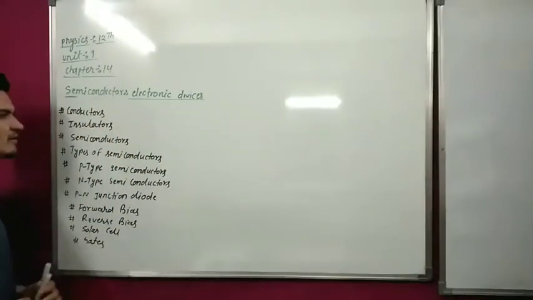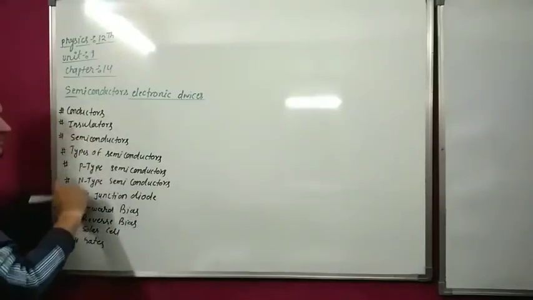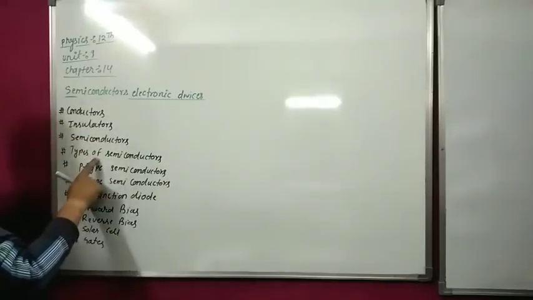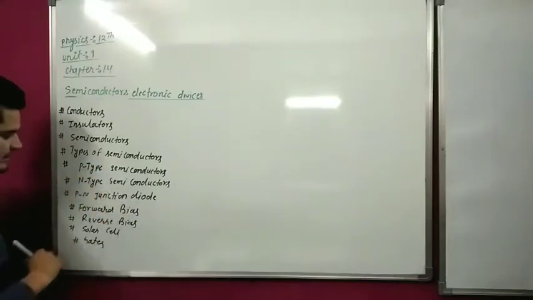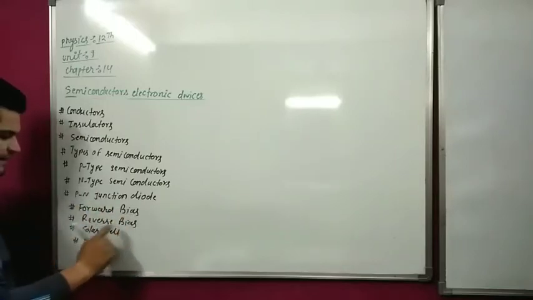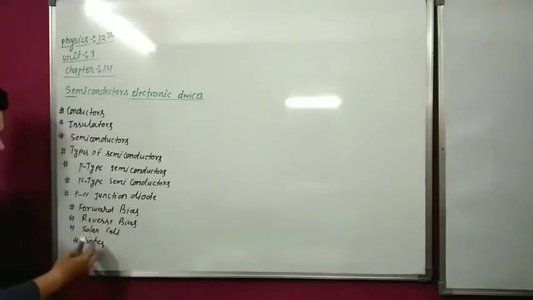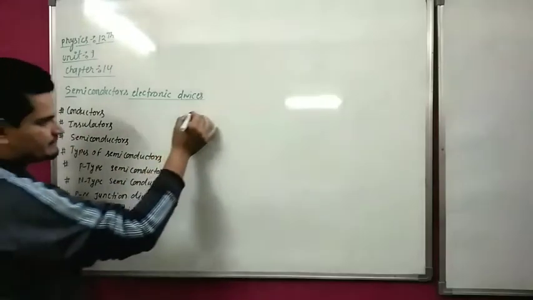So in this chapter we have to study conductor, insulator, semiconductor, types of semiconductor, p-type semiconductor, n-type semiconductor, pn junction diode, forward bias, reverse bias, solar cell and gates. So our first topic is conductors.